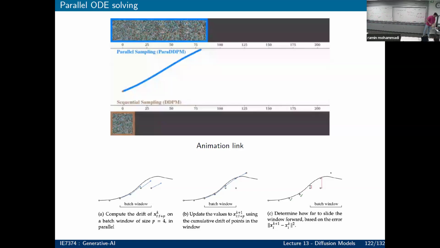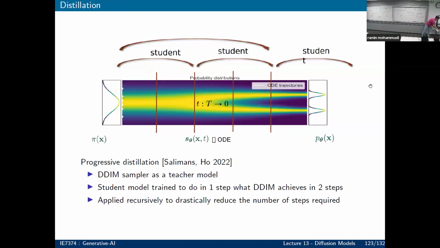Then the other one is distillation. Distillation is a way that you distill a larger model into a smaller model by transferring the knowledge to it.